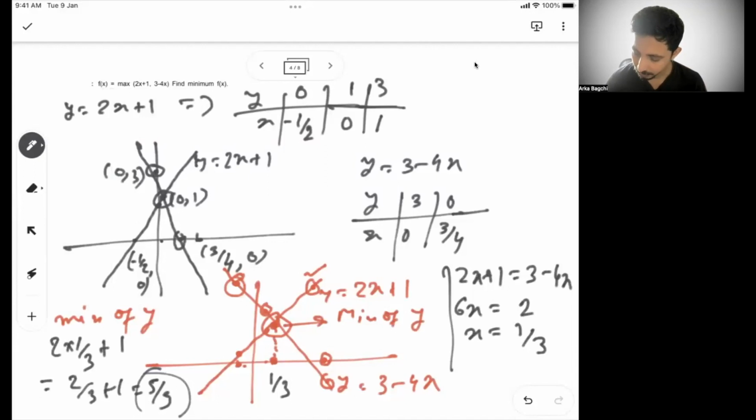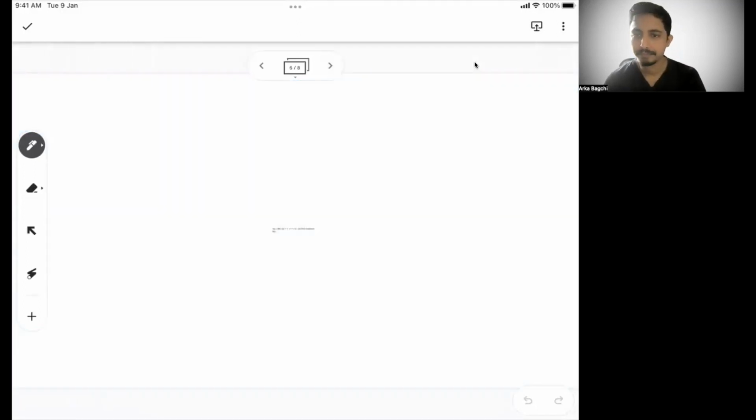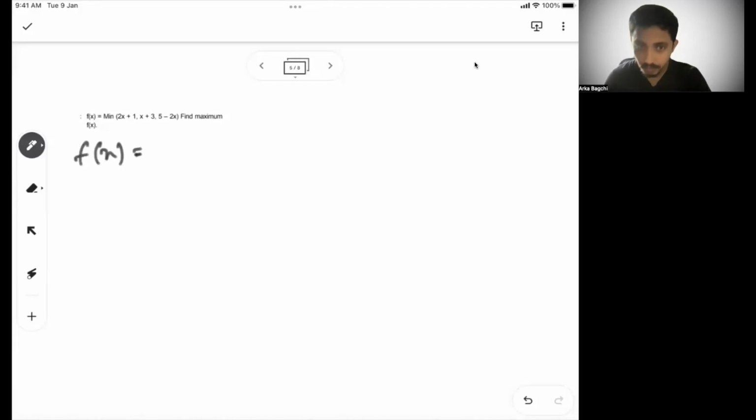Okay, let's move on to the next problem. Now you see carefully, this is a different one. They said fx is minimum of 2x plus 1, x plus 3, and 5 minus 2x.